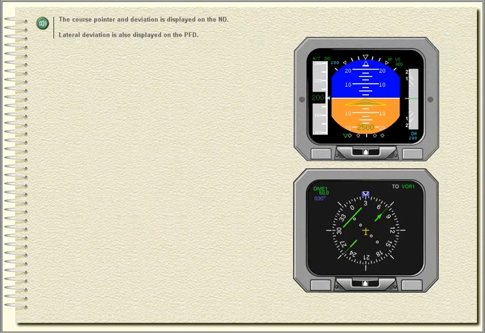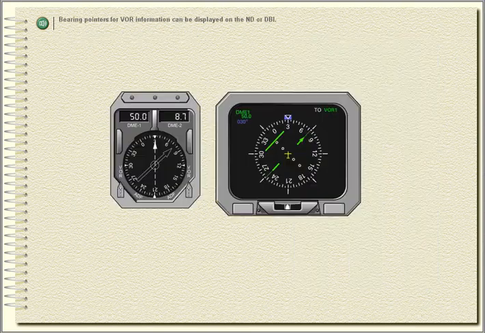The course pointer and deviation is displayed on the ND. Lateral deviation is also displayed on the PFD. Bearing pointers for VOR information can be displayed on the ND or DBI.